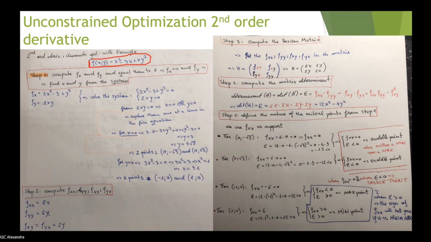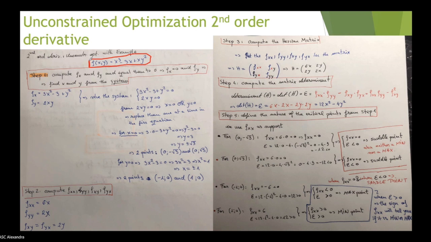So I separated it in 5 steps that I believe are pretty explanatory of the entire process, and that if you follow them literally word by word, you shouldn't miss any part of the process. The first step, just like before, compute the first order derivative. But in this case, you compute also in x and also in y, and you equal both of them to 0. So just as the unconstrained optimization for the first order derivative, in the second order derivative, you still equal the first order derivative to 0.